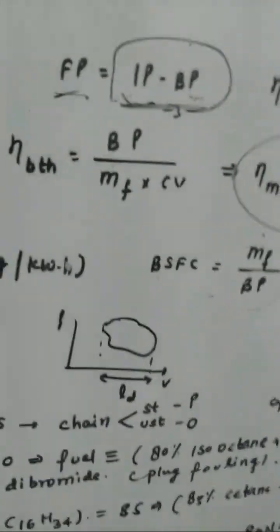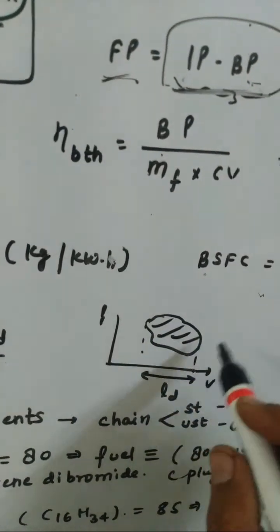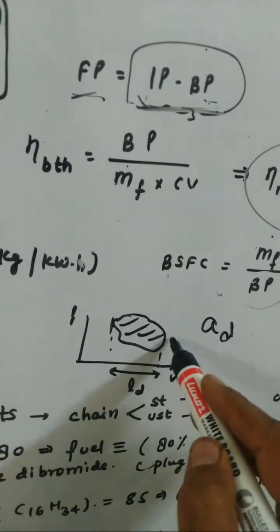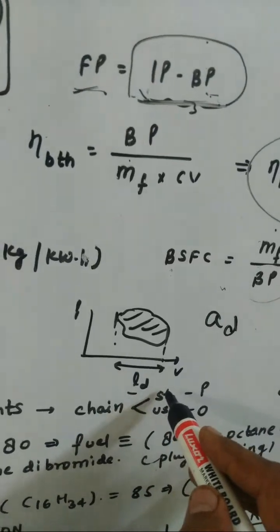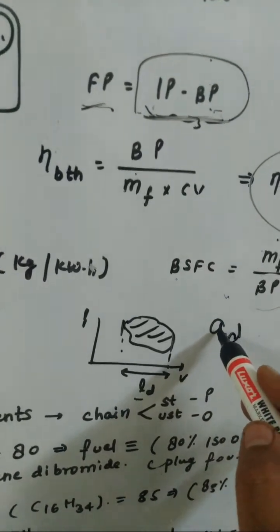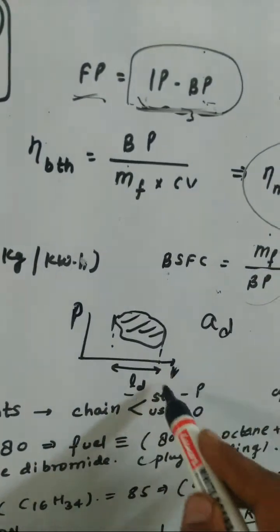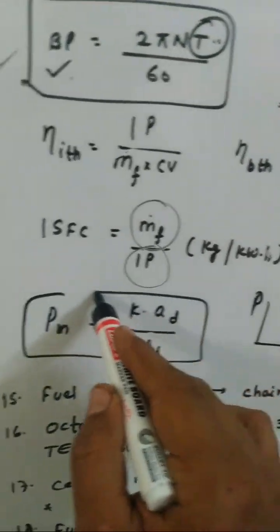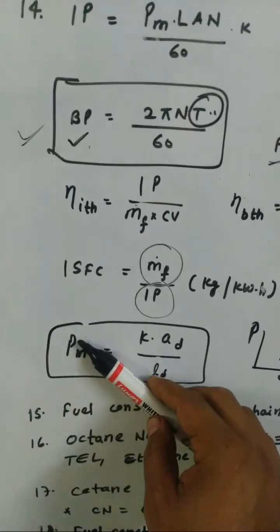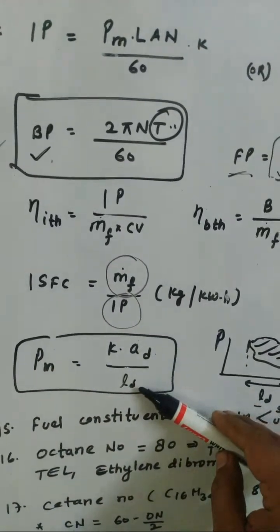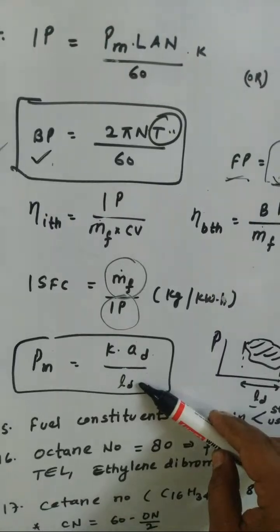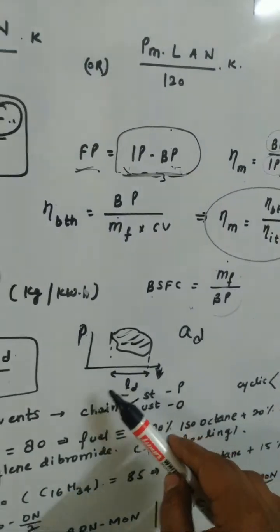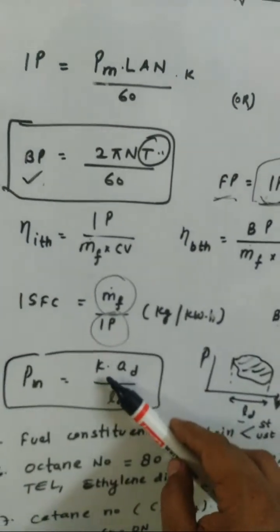This diagram has a certain area, say A, the area of the diagram. This diagram has a certain length from this corner to this corner, LD, the length of the diagram. Since this is a P versus V diagram, the mean effective pressure comes as area of diagram divided by length of diagram. Simple, very simple. If you see, this is area divided by length, what will come? The pressure.